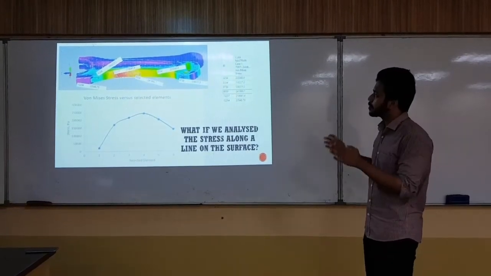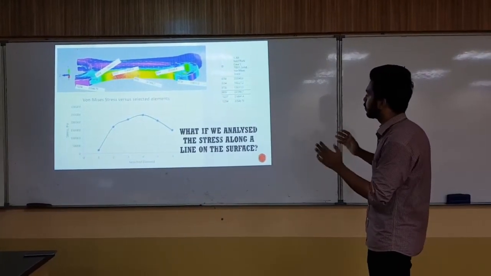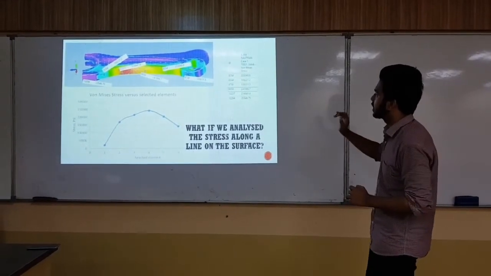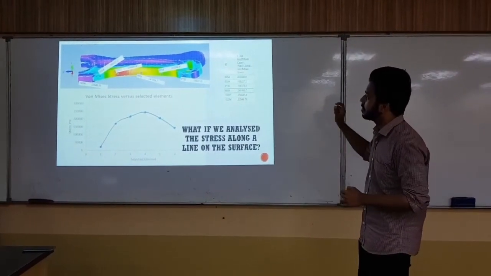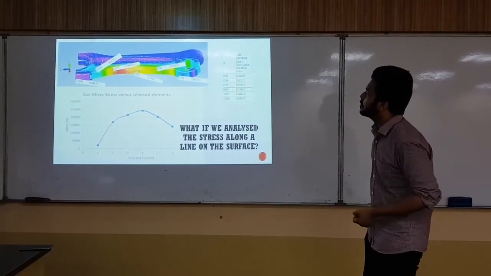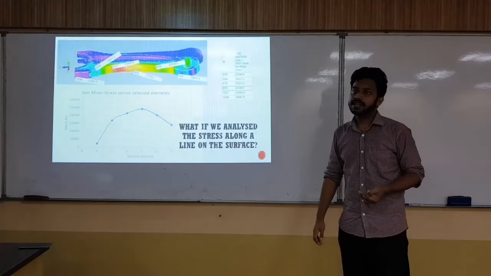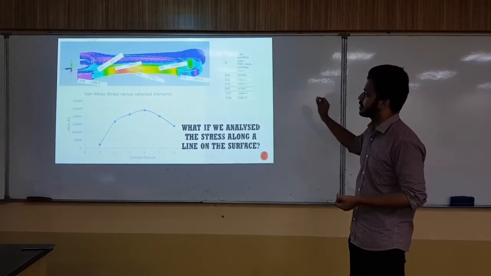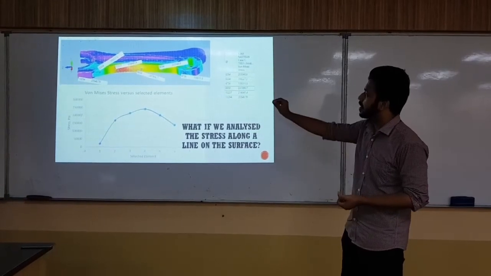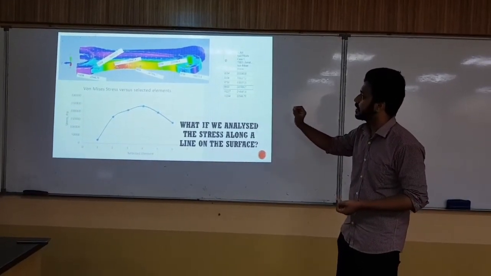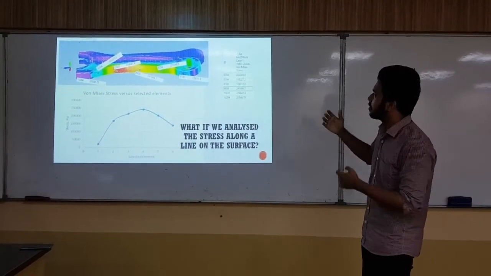So then, when we actually want to know more about how the von Mises stress varies along a line, we can select a particular surface, or we can cut a plane and then select a particular line of elements and see how the von Mises stress varies along the line. What I have done over here is that I've selected the surface on the outside and I've gotten a few points along a particular line. You can see that I have put the element ID and the amount of von Mises stress that that particular element at that location feels.